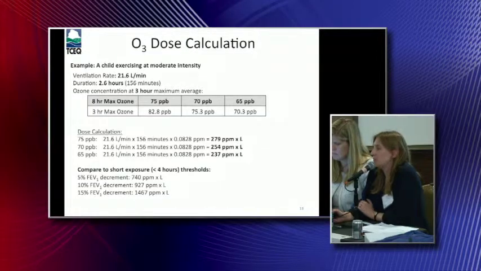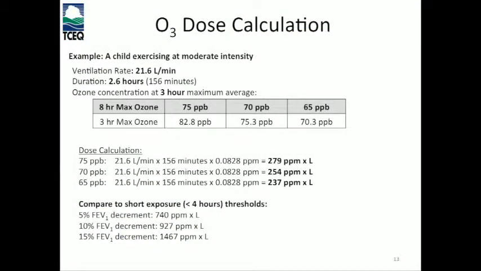But what that means is that we can combine these things all together, which is the next slide. And we can do an ozone dose calculation, which allows us to compare it back to the thresholds. So for example, if we had a child who was exercising at moderate intensity, we can pull that out of those EPA charts that I showed you a couple of slides ago. And that ventilation rate is on average 21.6 liters per minute. The time that they spend at that exercise ventilation is on average 2.6 hours. So that's an approximately 3-hour exposure. So we'll pick a 3-hour maximum ozone concentration to calculate that dose.